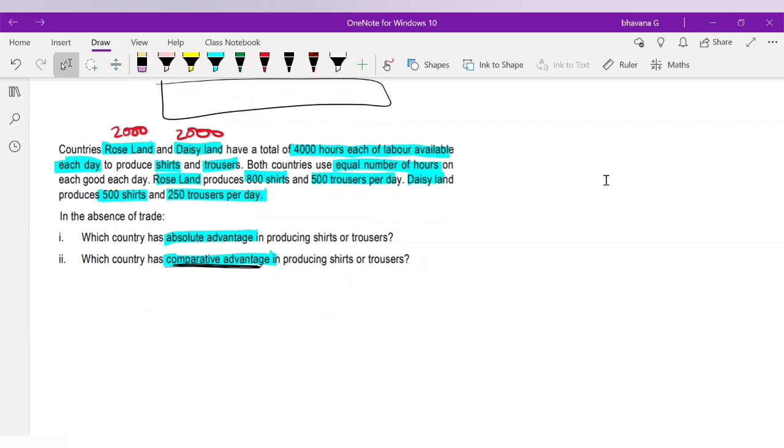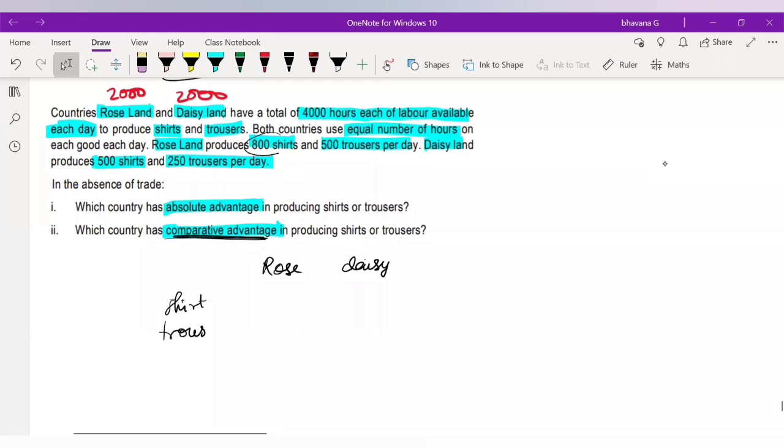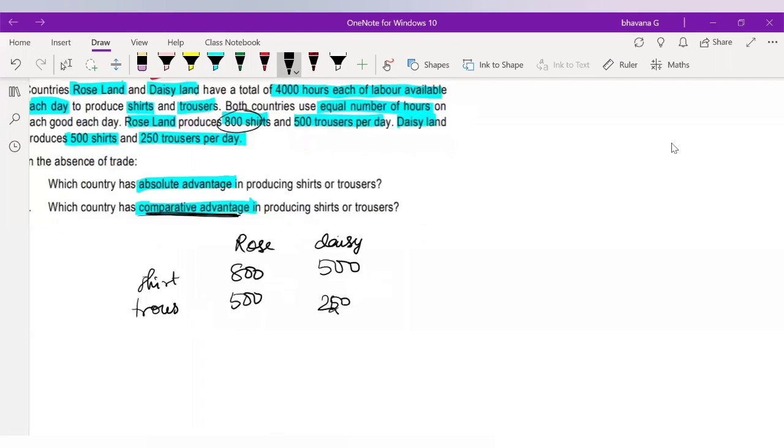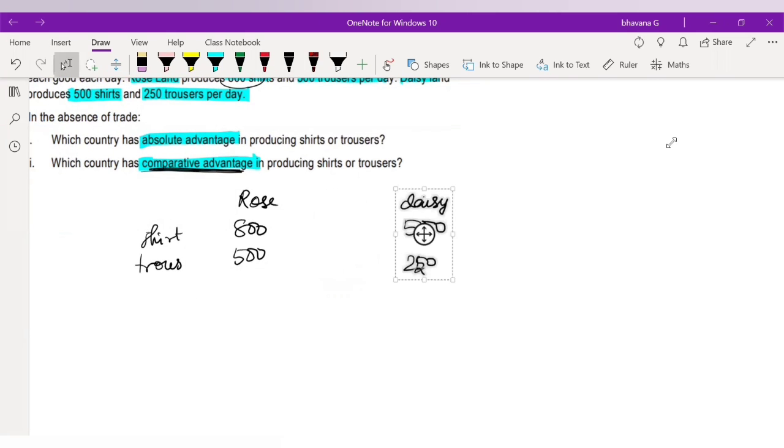For finding out absolute advantage, you first have to find out productivity. So now we are going to prepare a column-like table. We'll write Roseland and Daisyland, and here shirts and trousers. Roseland produces 800 shirts, and Daisyland produces 500 shirts. Roseland produces 500 trousers and Daisyland produces 250 trousers. Here itself let's find out the productivity, guys.